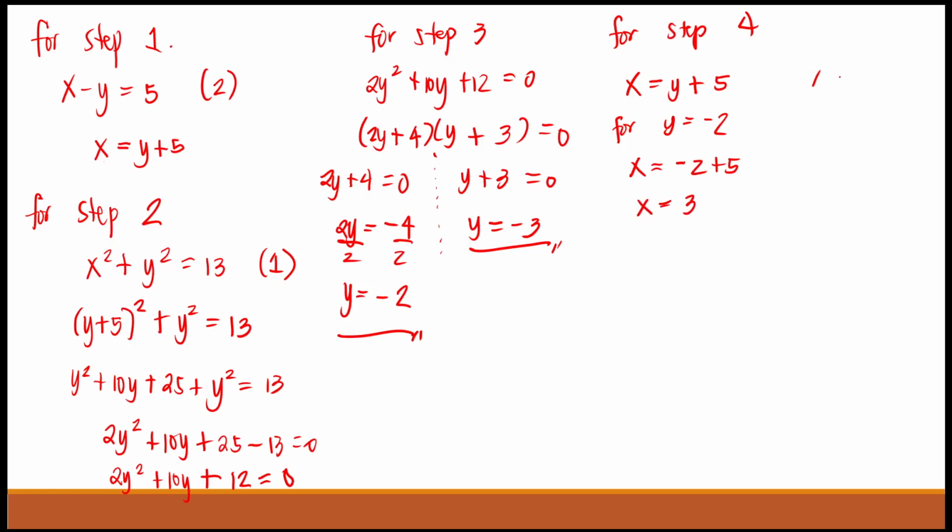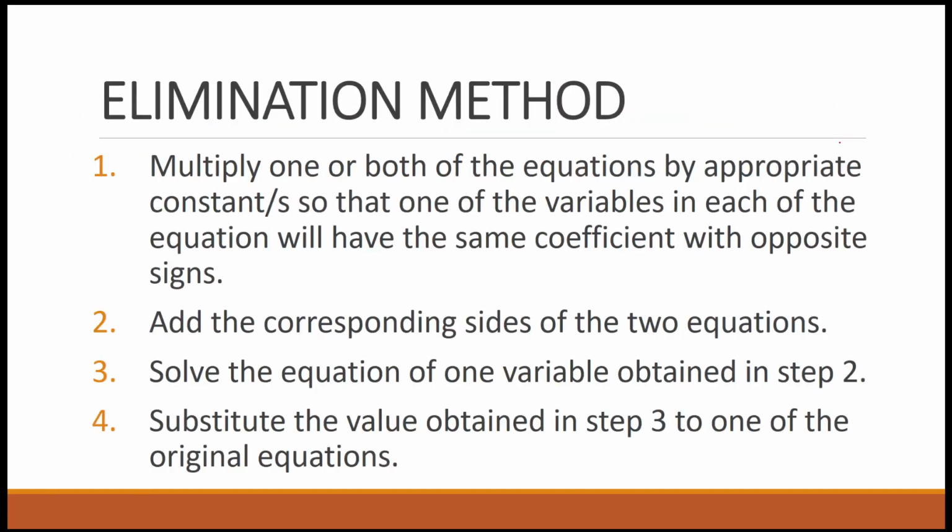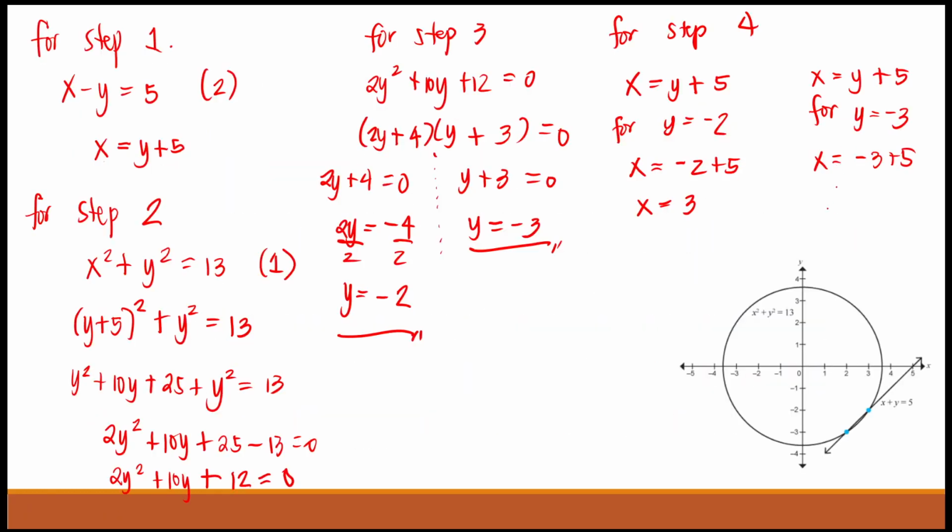And then for y equals negative 3, we get x equals negative 3 plus 5, sorry, x equals positive 2. That means, okay, our ordered pair is positive 3, negative 2, and then 2, negative 3. Okay, x, y, x, y. Ordered pair kasi sila.